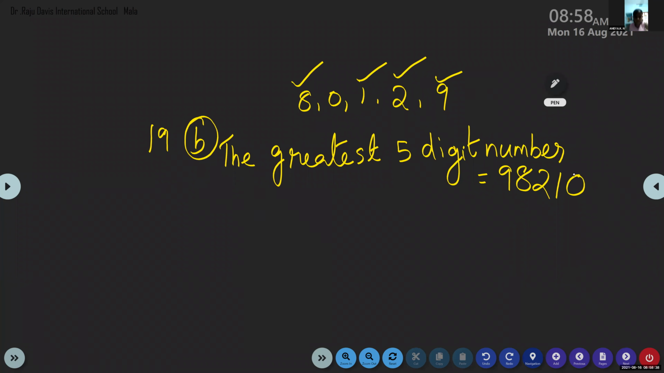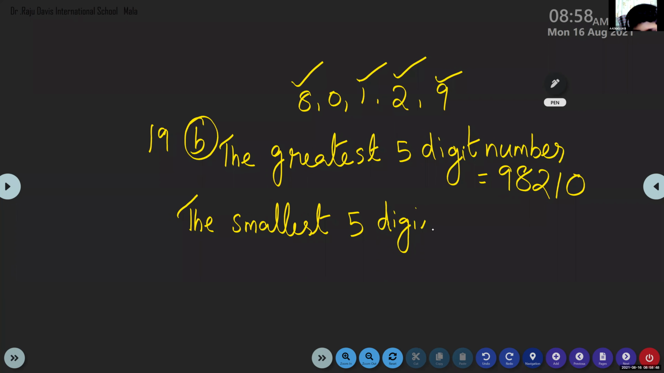Okay. Next. Adidev MB. Give me the smallest 5-digit number. 1, 0, 2, 8, 9. So here 1, 0, 2, 8, 9. Can you read this number? 10,289. Yes, 10,289. Very good.